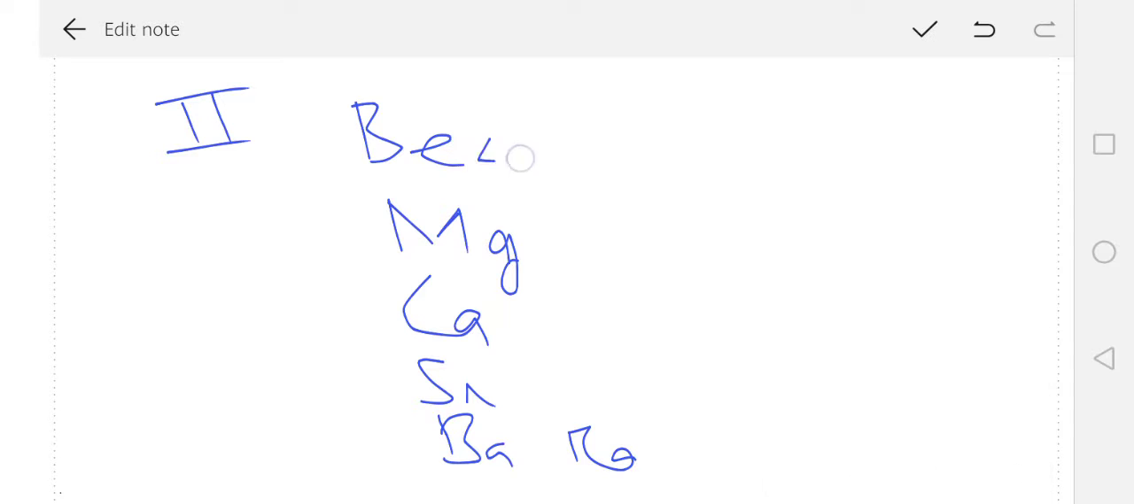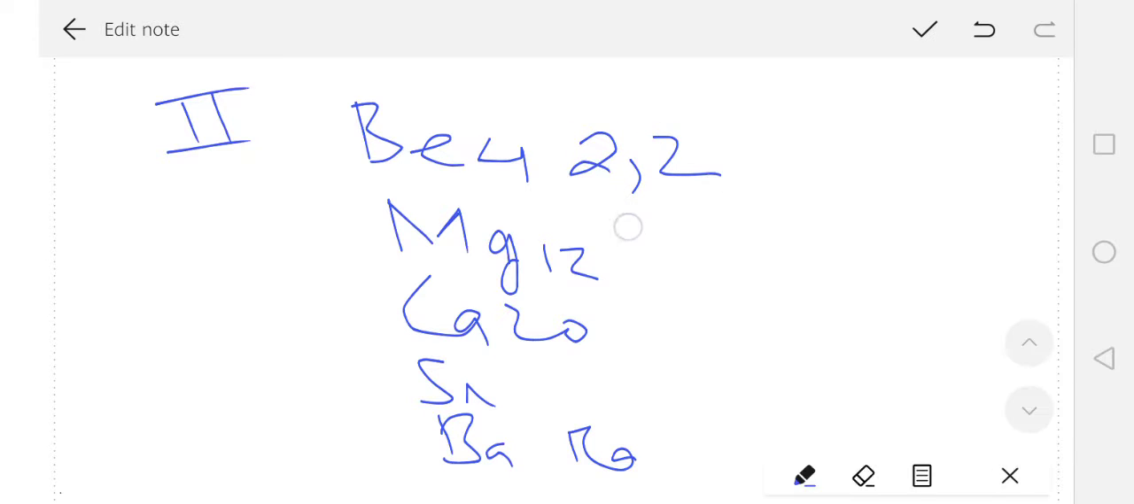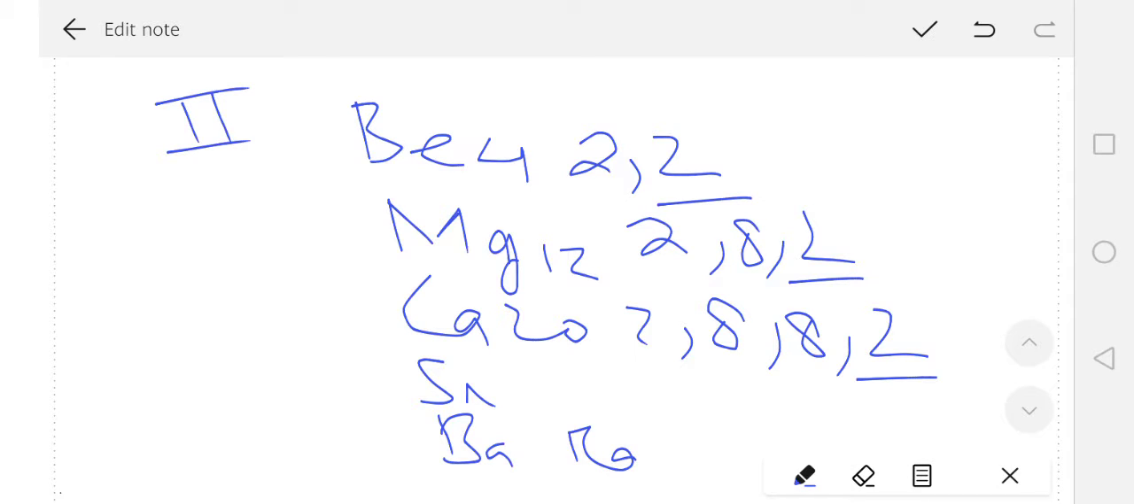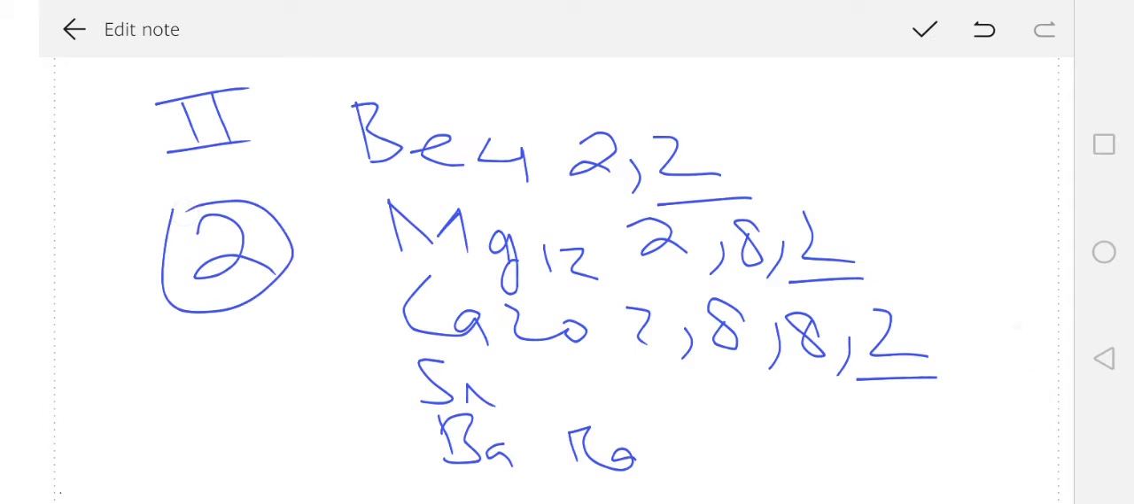Beryllium has proton number 4, magnesium has 12, calcium has 20. So if you write the electronic configuration, it becomes 2-2, it becomes 2-8-2, and in the case of calcium it is 2-8-8-2. So they have 2 electrons in the outermost shell. So whenever they lose 2 electrons, they get 2 plus charge. So all these second group elements, their valency should be 2.